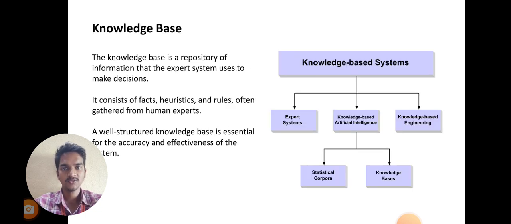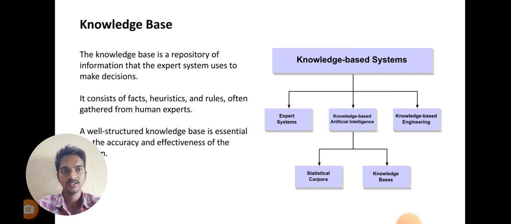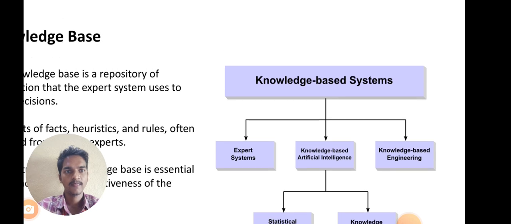Next, knowledge base. The knowledge base is a repository of information that the expert system uses to make decisions. It consists of facts, heuristics, and rules, often gathered from human experts. A well structured knowledge base is essential for the accuracy and effectiveness of the system. Here is the diagram of the knowledge base systems. Let us look at that.